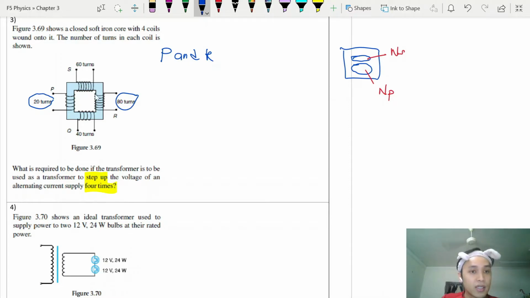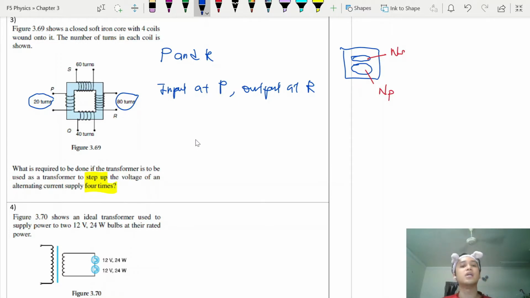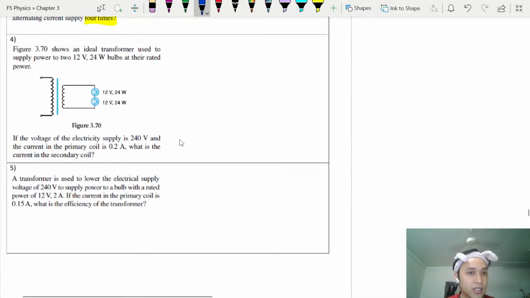So what needs to be done is that I need to put my input at P and my output at R, because I want it to be stepped up. So input here, output here. If I want it to be stepped down 4 times, then I just switch the positions of my input and output. Just a brief introduction.